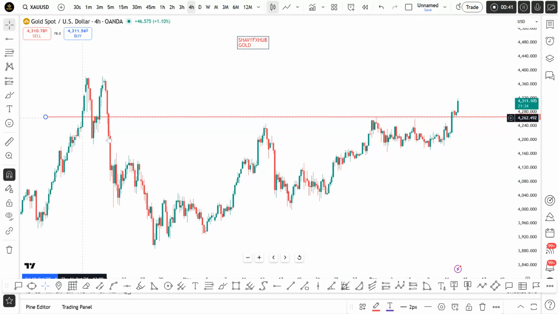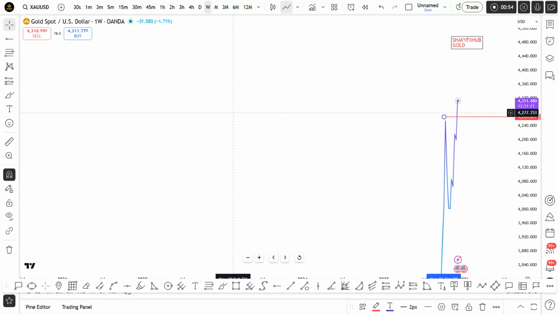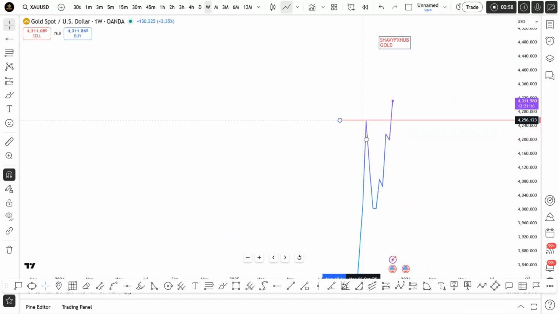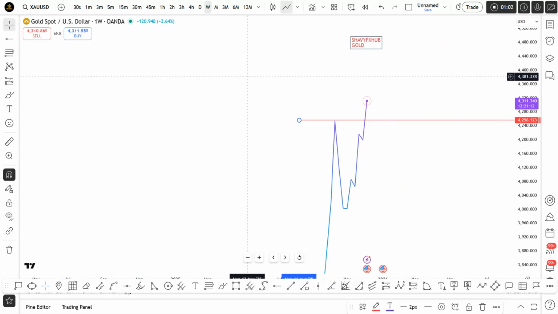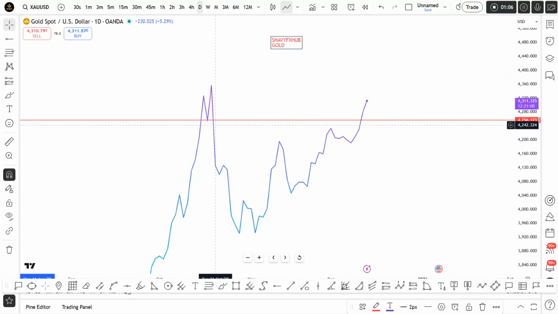So we have here a resistance structure, which if you look critically on weekly time frame, you see on weekly time frame, there's a resistance structure, resistance to upswing. On daily, it became support.